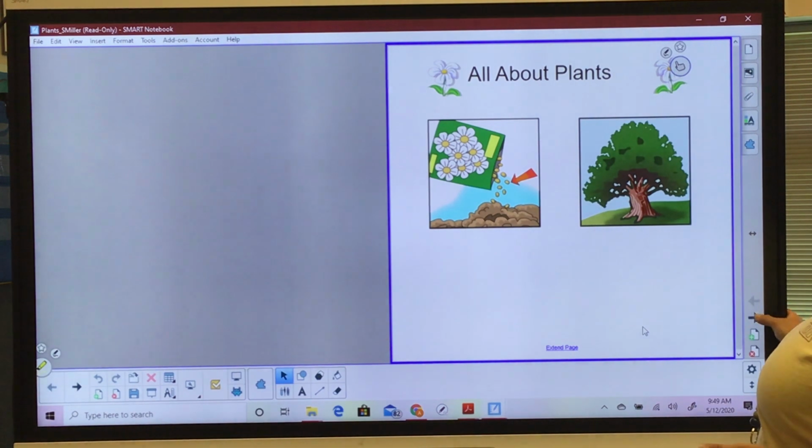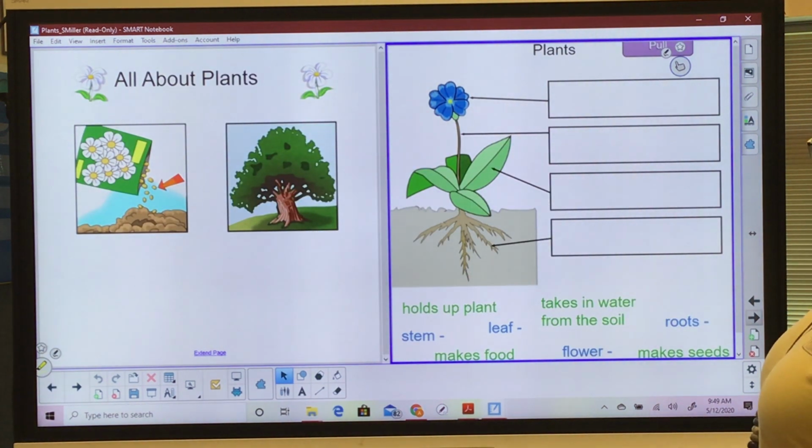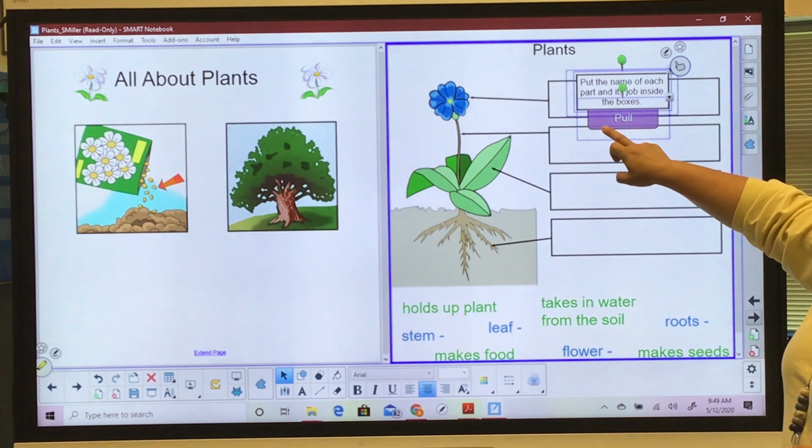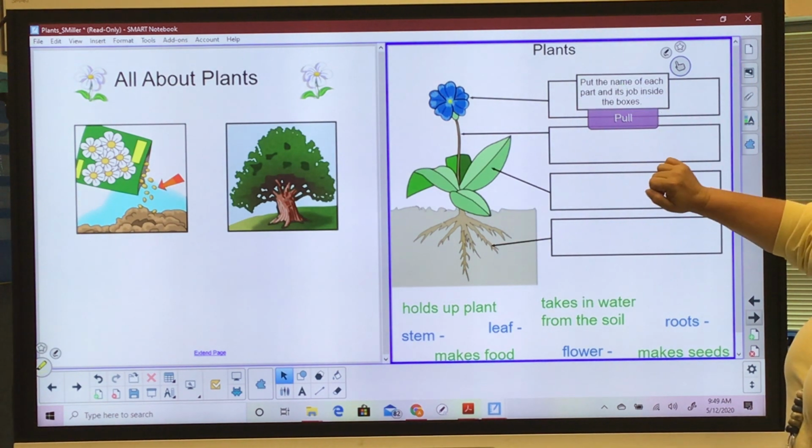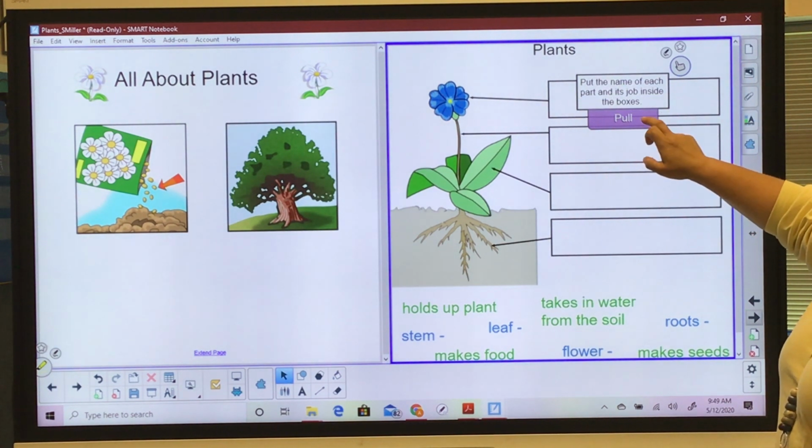All about plants, all right? Let's look and see here. Okay, so here we've got, it says put the name of each part and its job inside the boxes.